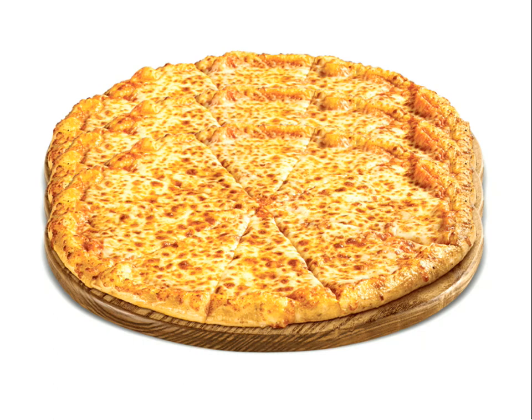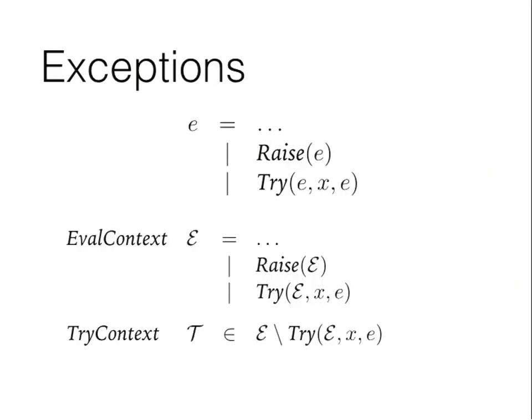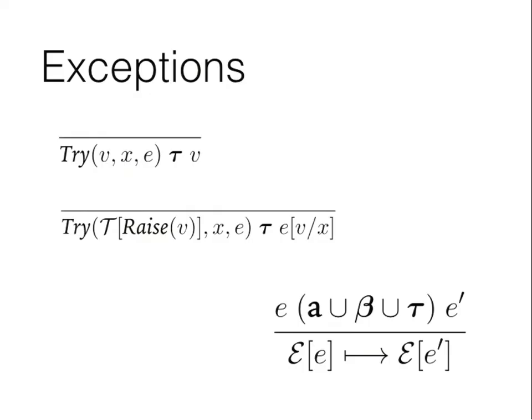So I'm basically out of time. I wanted to show you things like exceptions. This is something where using that evaluation context notation is really quite nice, because we can talk about a set of evaluation contexts which don't contain tries in them. I didn't define this, but then I can make an axiom that says you throw that part of the context away. So by giving something a name, I can do things with it, like throw it away.